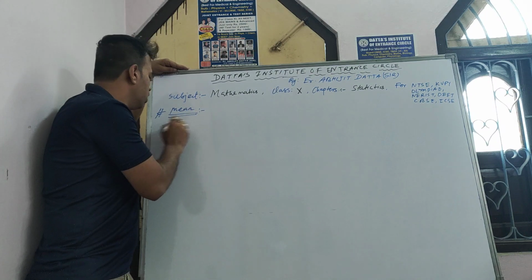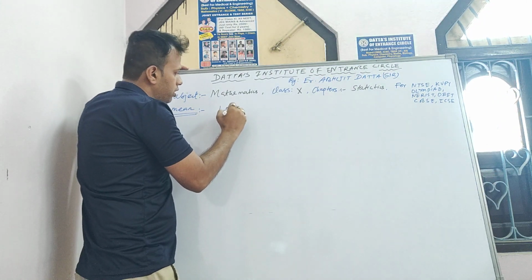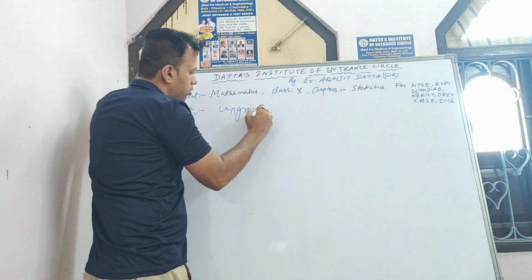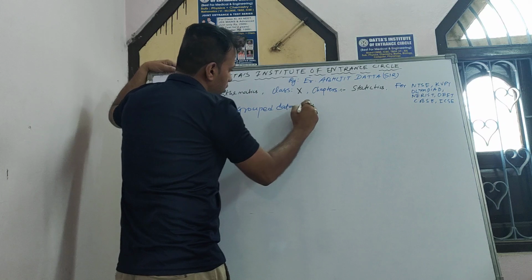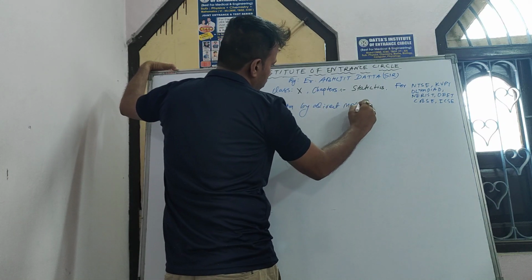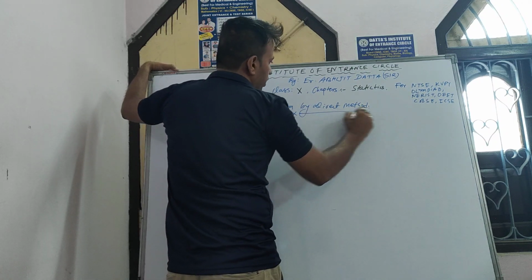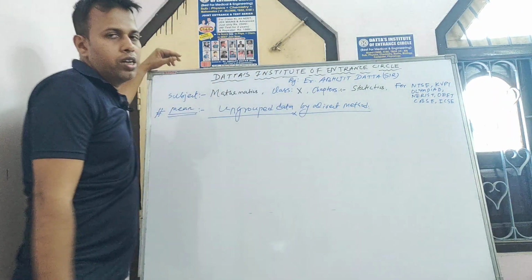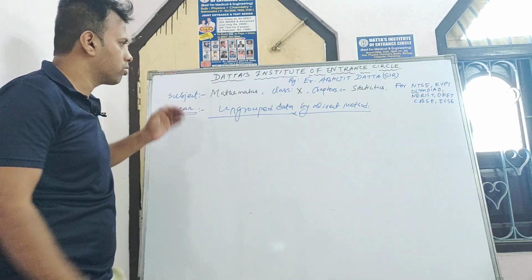So, mean for ungrouped data by direct method. First I will give you the formulas, and after that I will solve one or two questions from each topic.